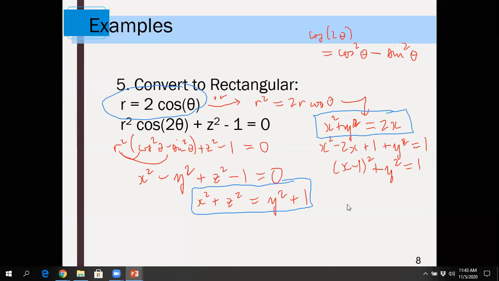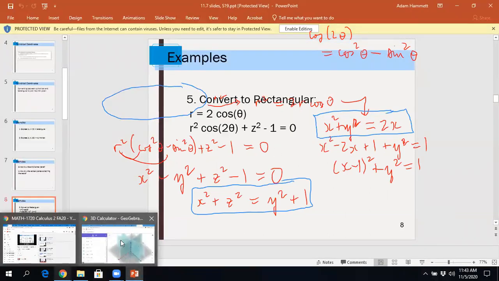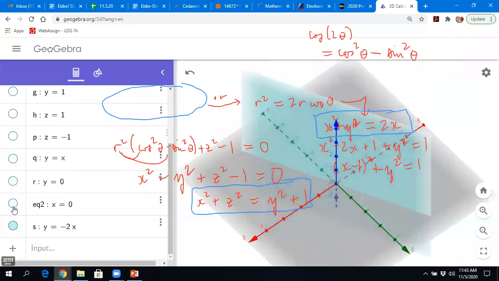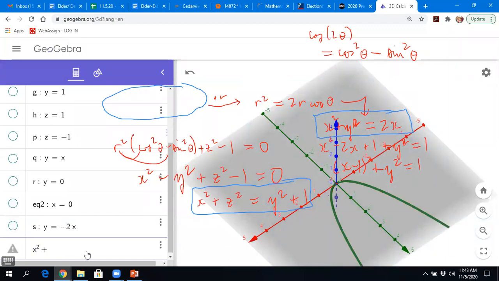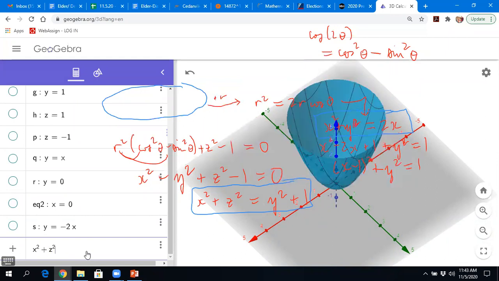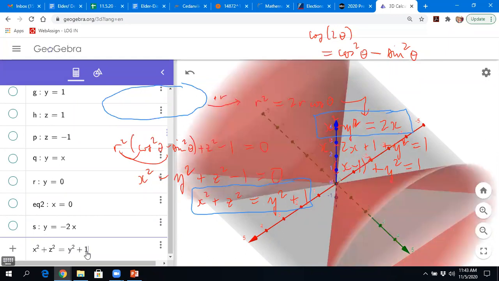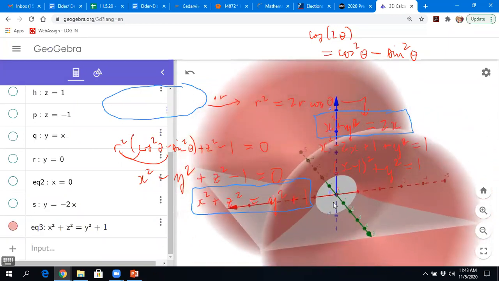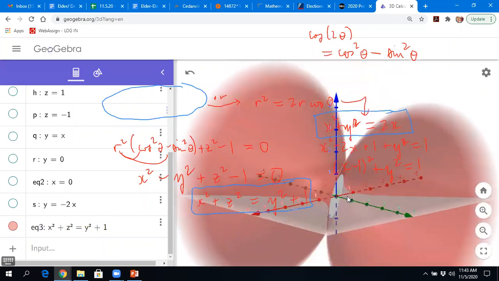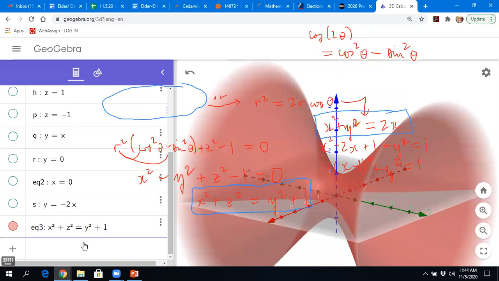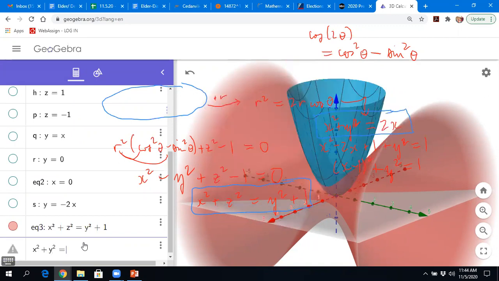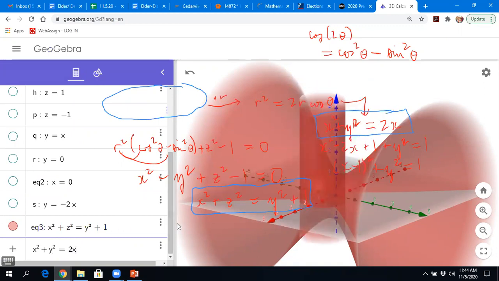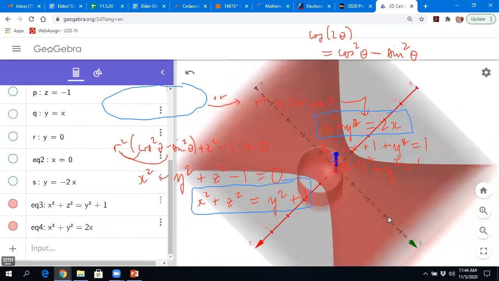Okay, so let's go over here and graph these couple of things just for our own personal joy and comfort. So what was it? It was x squared plus z squared equals y squared plus 1. And isn't it just exactly what we were thinking? The y-axis is right in the middle there. It's the hyperboloid of one sheet oriented about the y-axis. And the other one was x squared plus y squared equals 2x, correct? And you can see the cylinder right there.